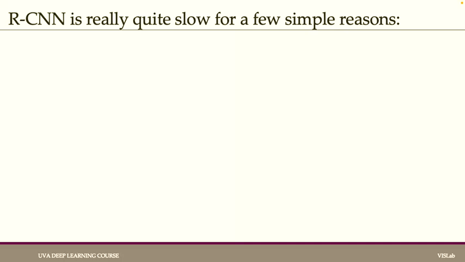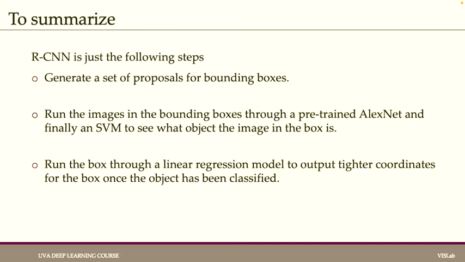RCNN, when it came out, was quite cool, but it was very slow. Right, so let's say you have your image, and you had like these 2,000 of boxes, right? And now every box sort of gets warped into like a default sized image, and then you apply your convnet on this.